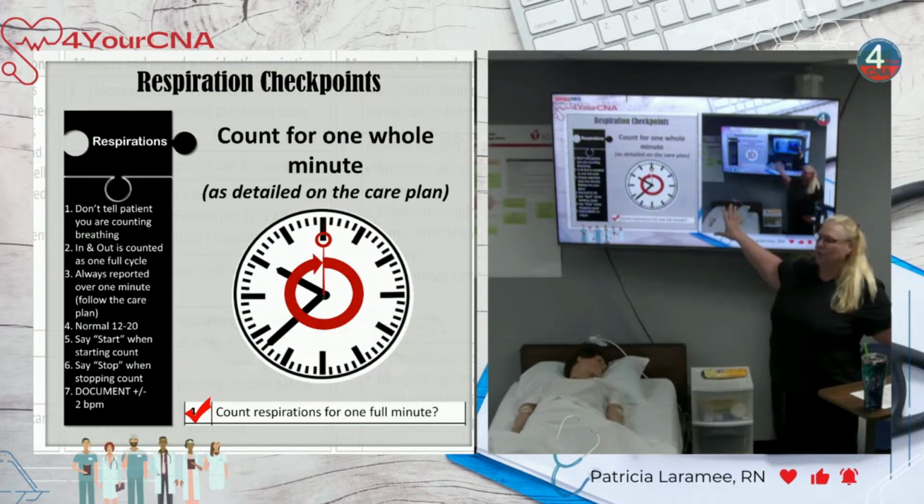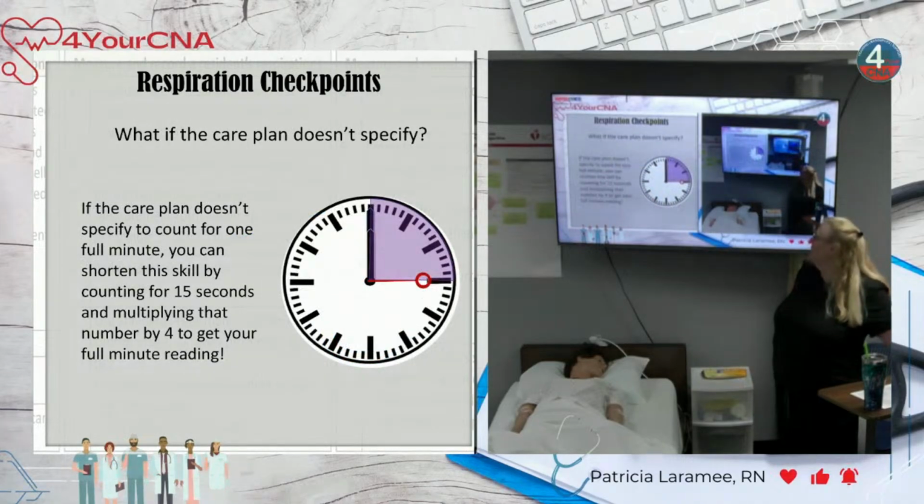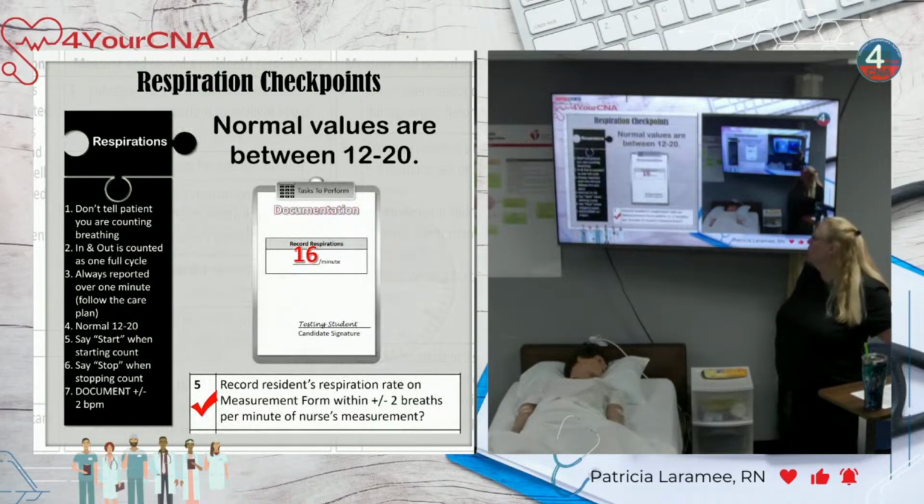Now we're going to count for 1 full minute because our care plan tells us to count for 1 full minute, but this is just like pulse. We can take shortcuts: 15 seconds multiplied by 4, as long as our care plan doesn't say 1 full minute. This care plan does. So how long are we counting for? 1 full minute. Okay, so we're going to count as long as that care plan tells us to count. If it doesn't specify, you can use 15 seconds and multiply by 4. Normal is between 12 and 20.